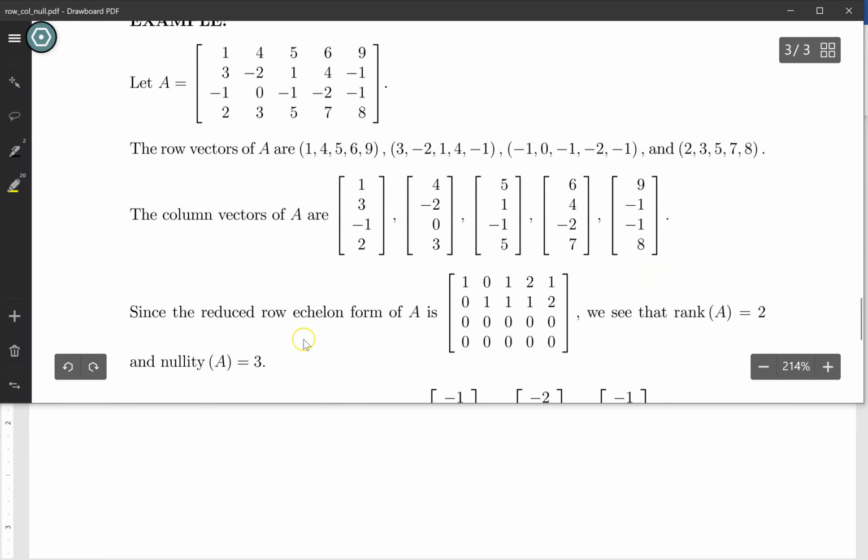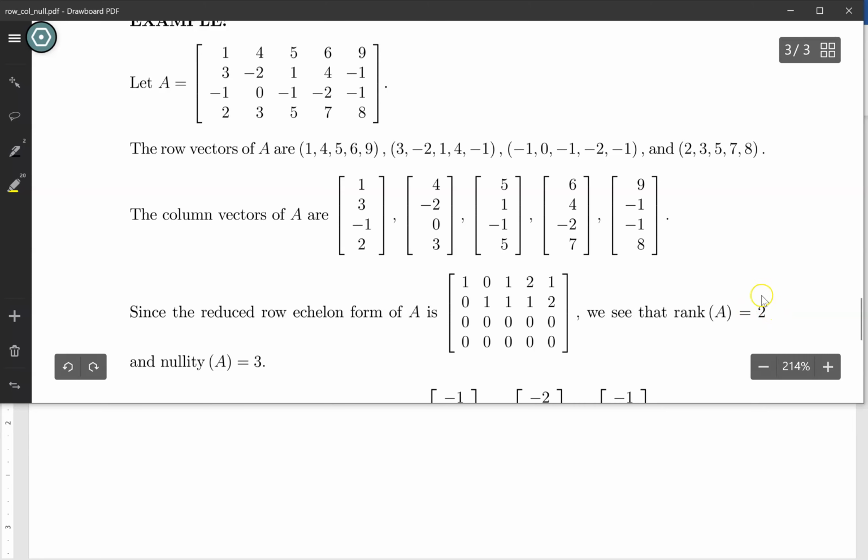All right, so looking at the reduced row echelon form, the rank is 2 because we have 2 pivots. The nullity is 3 because we have 3 free variables. It's just a simple counting problem. Literally, that's all we have to do for rank and nullity.